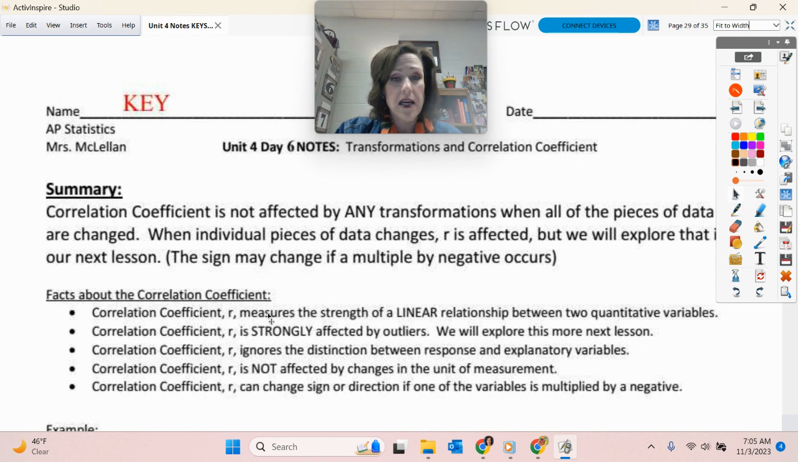Here are the facts about the correlation. We know that R ignores the distinction between response and explanatory. It's not affected by changes of units of measurement. So you could change your data from inches to feet or whatever, and it would not change that correlation value. The only thing that would change the correlation is if one variable, say all the x's, is multiplied by a negative. I want to demonstrate this.